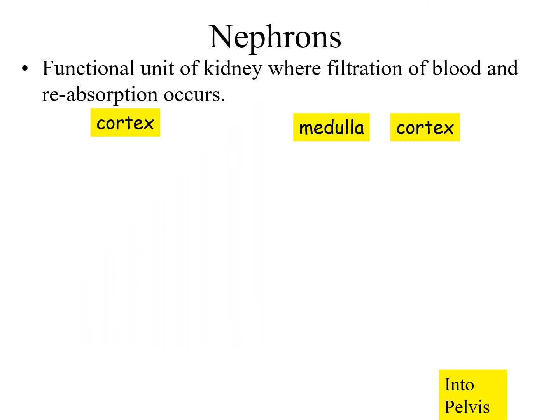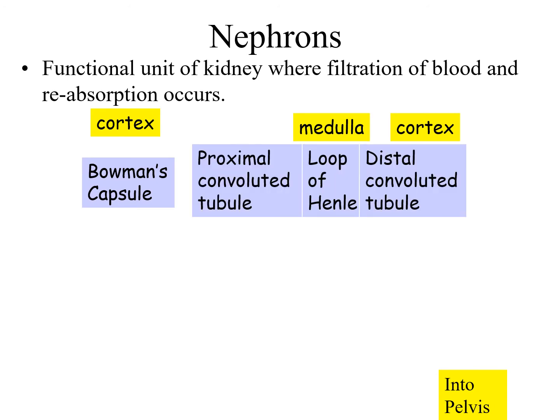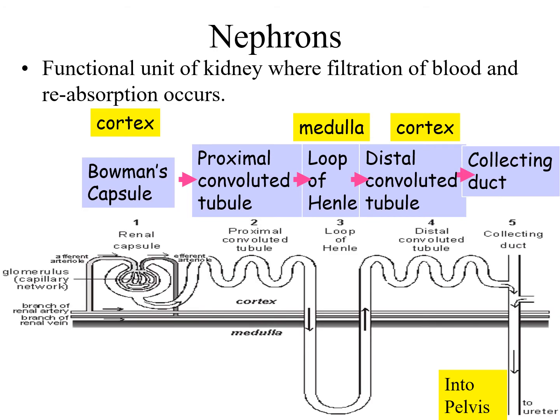So we're talking about the kidneys, and we're looking at individual tubes. There are millions of tiny tubes called nephrons, which are the functional unit of the kidney where the filtration and reabsorption of the blood occurs. It all starts in the Bowman's capsule, which we'll be talking about today. Then it goes to the proximal convoluted tubule, then the loop of Henle, then the distal convoluted tubule, and finally the collecting duct. We're going to look at the Bowman's capsule and the proximal convoluted tubule today, and that is where we start our journey.